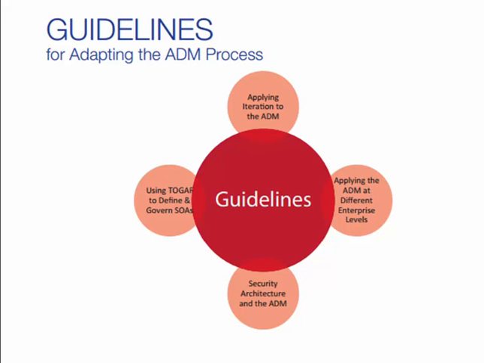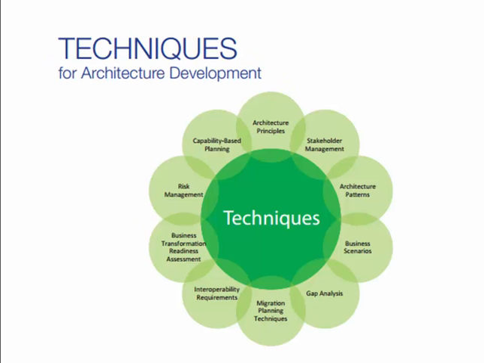Next is the guidelines. So the TOGAF provides guidelines, and they say that you should apply iteration to the ADM, and you should apply iteration at different levels of the enterprise. And there is security architecture in the ADM, which should be considered as well, especially in today's world. Using TOGAF to define governance, SOA. SOA is service-oriented architecture. It's a big topic in its own right, and unfortunately I can't discuss it at the moment, but what it talks about is essentially small services working collaboratively to achieve a business process outcome.